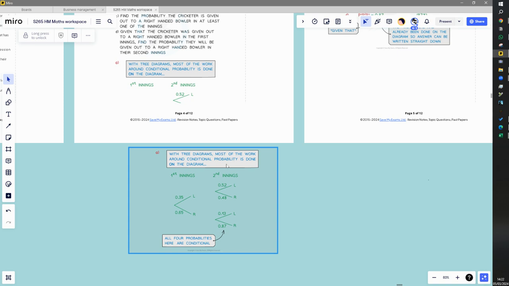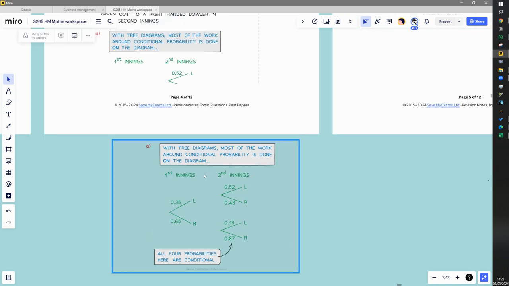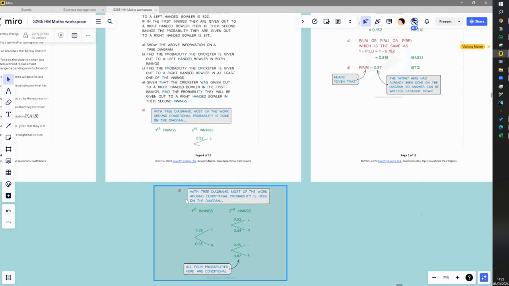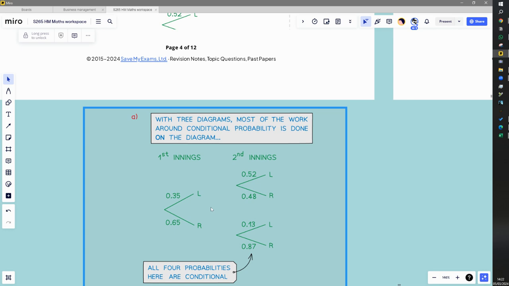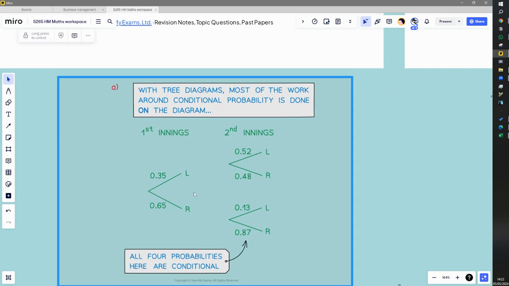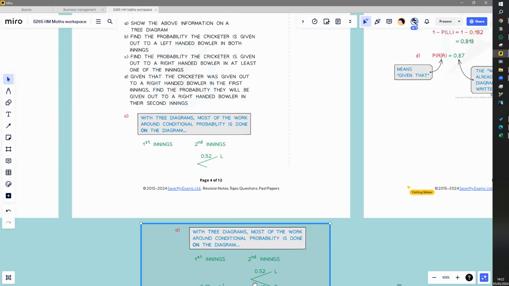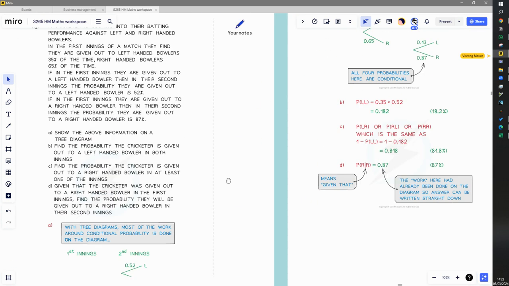So with tree diagrams, most of the work around conditional probability is done in the diagram. Conditional probability just means what's the probability of this happening if that has happened. But let me forget for the moment about the phrase conditional probability. Just imagine one thing happening and another thing. So in other words, we're looking at, you have to know a bit about cricket now, don't you? Let me have a look. What diagram are they doing? What's the probability we're talking about here?